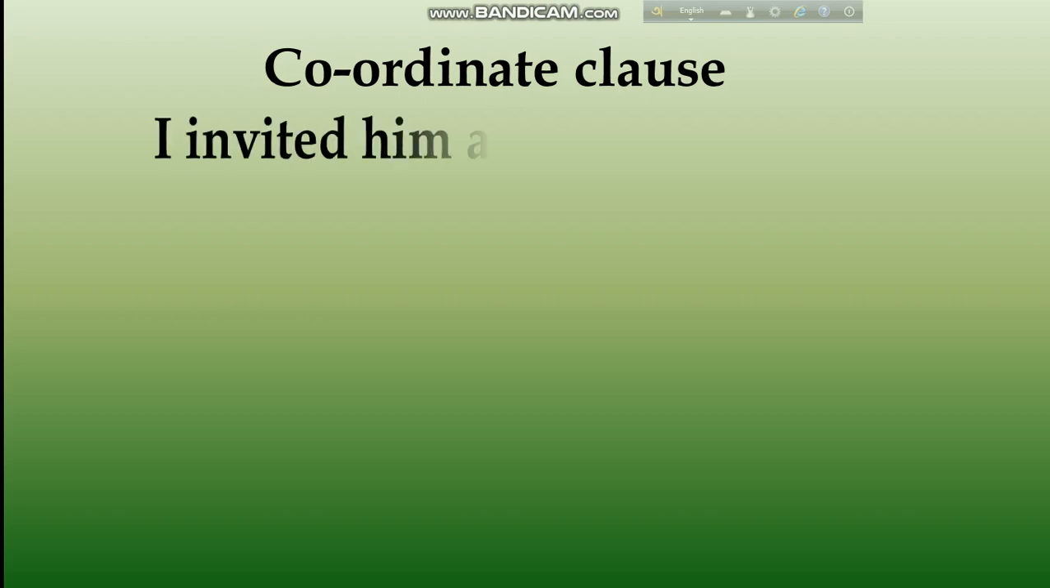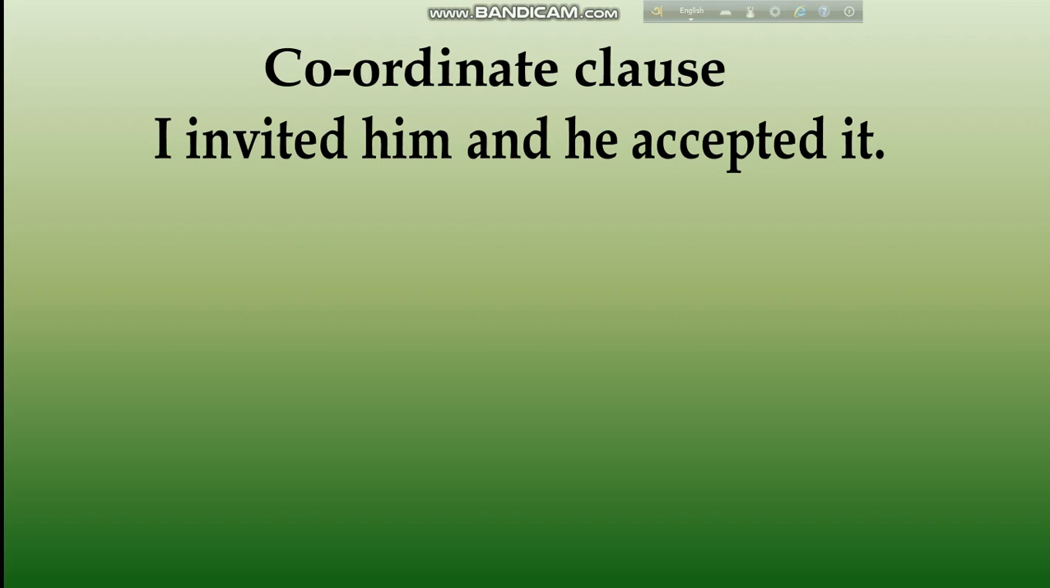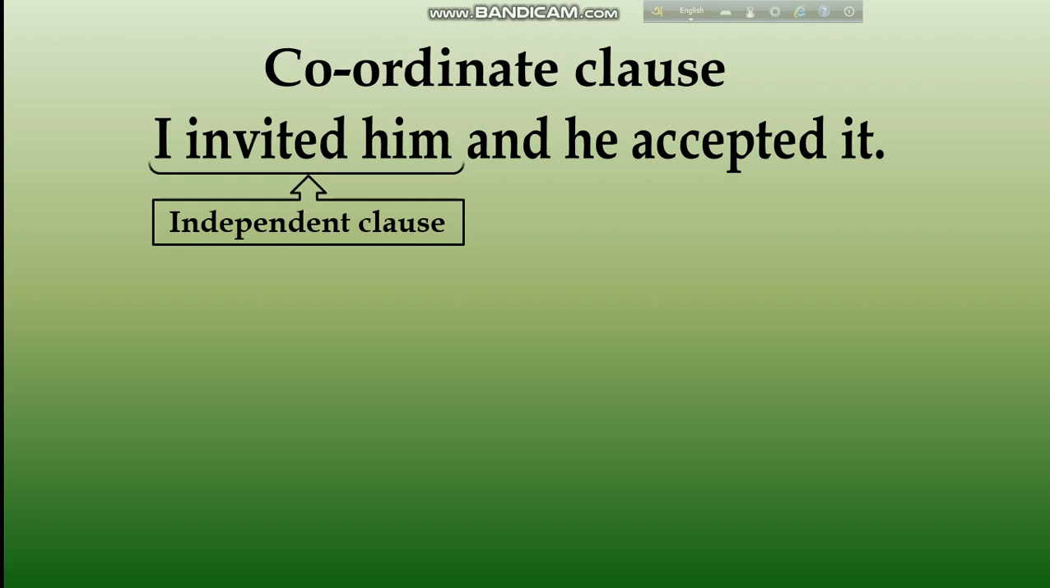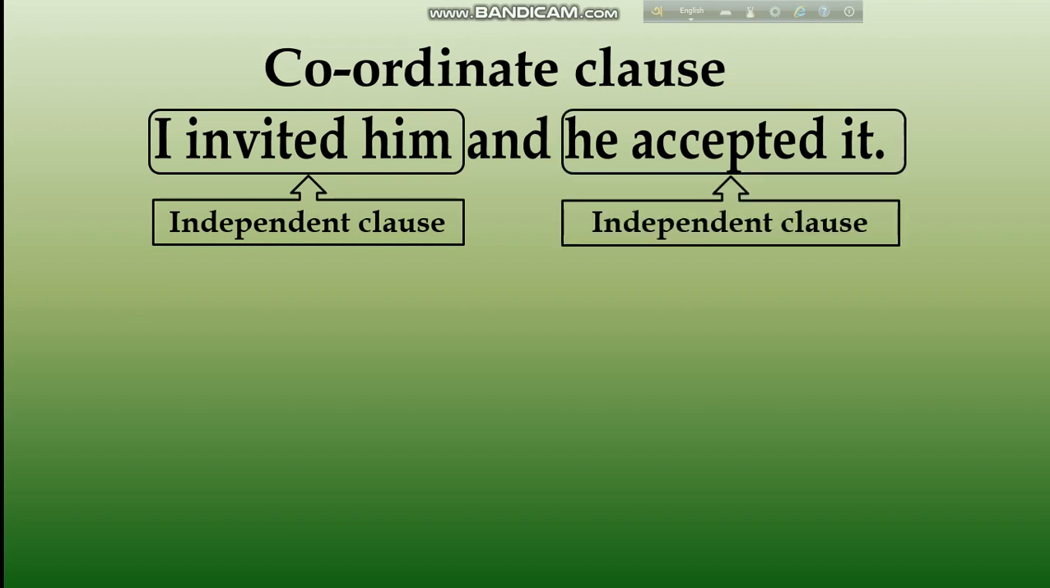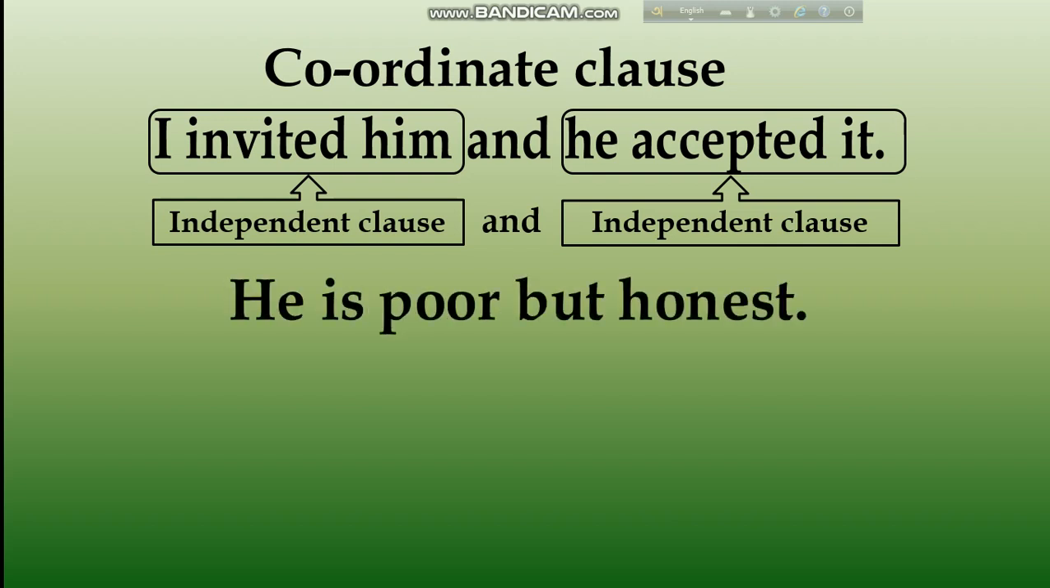Coordinating clause means another clause. That clause in a coordinating clause is always a self-dependent clause. Independent clause: I invited him and he accepted it. Both clauses are independent clauses. So if we get independent clauses in a big sentence, those clauses will be called coordinating clauses.